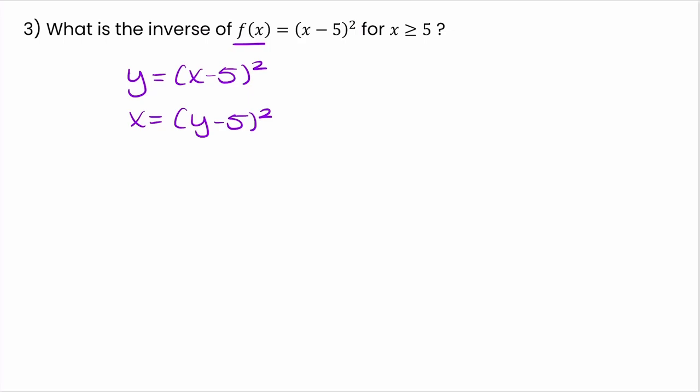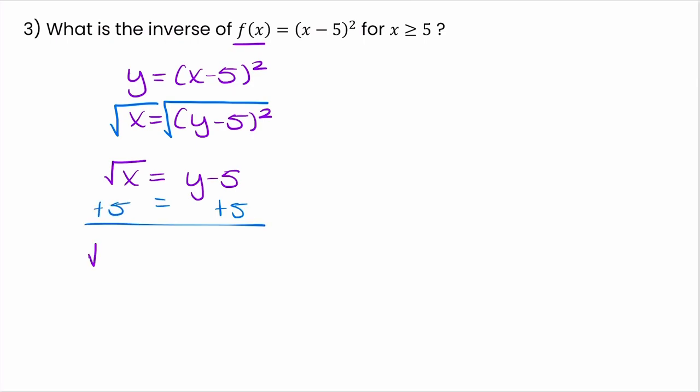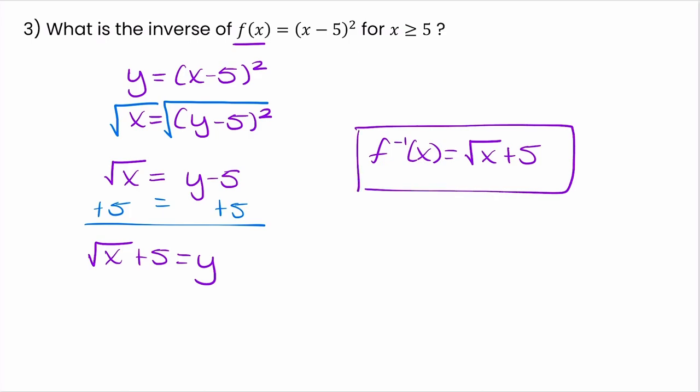Now what we need to do is work on getting y by itself. Well, y is kind of inside this square, right? So we need to first get rid of the square by taking the square root of both sides. And when we do that, we get the square root of x is equal to y minus 5, okay? And so now to solve for y, I can just go ahead and add 5 to both sides. And when I do that, that is going to give me the square root of x plus 5 equals y. Okay, so that's now my inverse function. F inverse of x equals the square root of x plus 5. Okay, so there you go, you have the inverse.